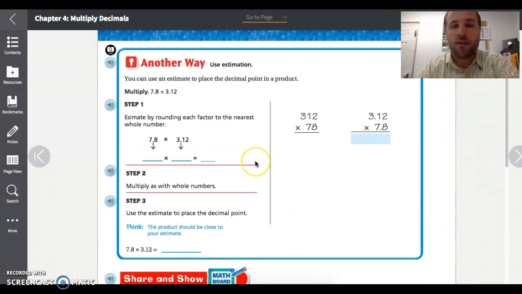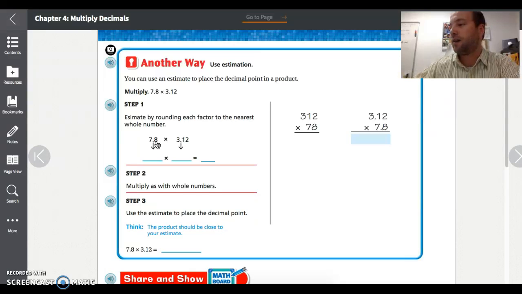All right. So we're going to do the exact same thing here. Okay. So, but first it wants you to estimate by rounding each factor to the nearest whole number. So we look next door. Here's our whole number, 7. We look next door. 8 tells us to round it up or down.